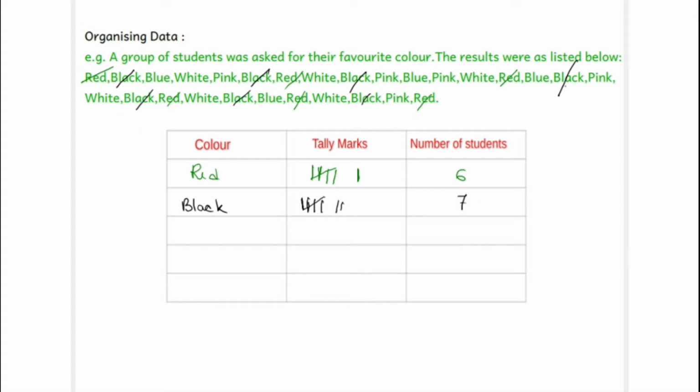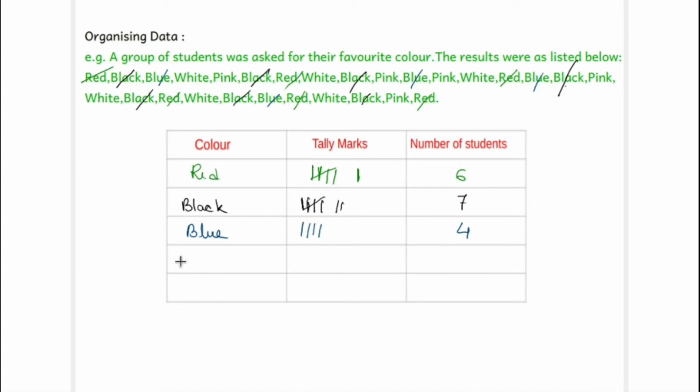Next is our blue color, so first we will write blue. 1, 2, blue 3, is there any other blue? 4. Okay, here 4 blue colors, so 4.